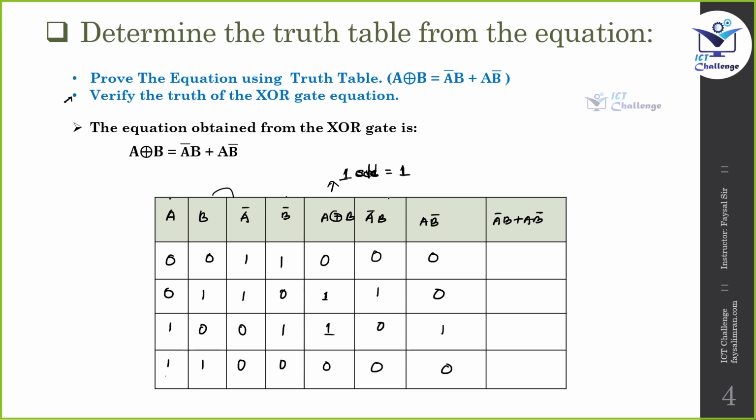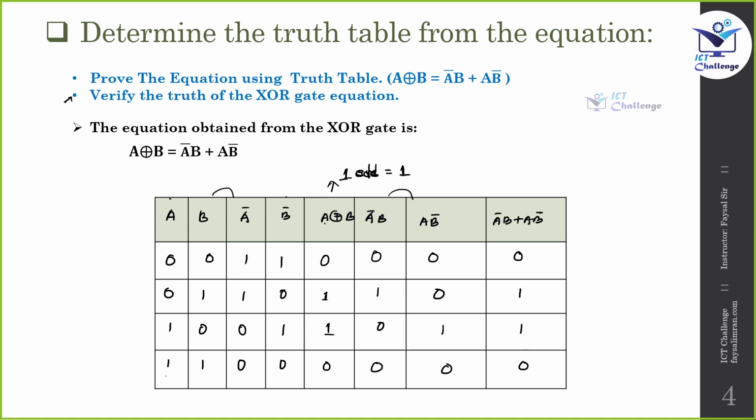So now we need to add those 2 columns, a bar b plus a b bar. Now 0 plus 0, the result is 0. This is a normal addition. 1 plus 0, the result is 1. 0 plus 1, the result is also 1. 0 plus 0, the result should be 0.